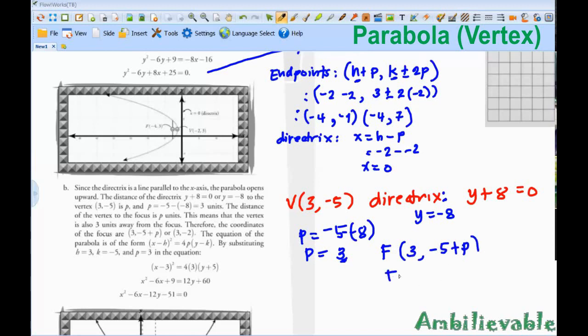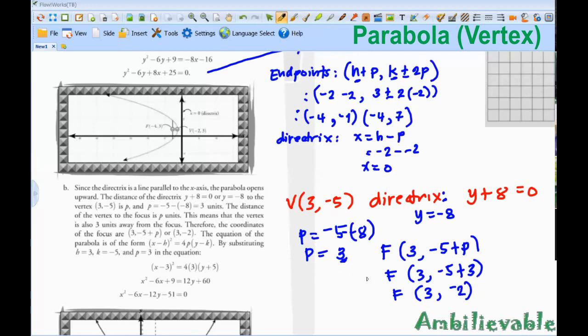So therefore, the focus is equal to (3, -5 + 3). So F is equal to (3, -2). Now, when P is bigger than 0, what is this all about? Let us see first. So that's the coordinates of the focus: 3 and negative 2.